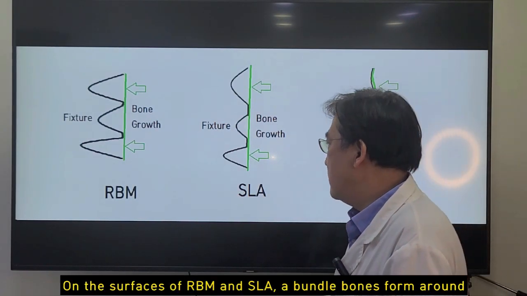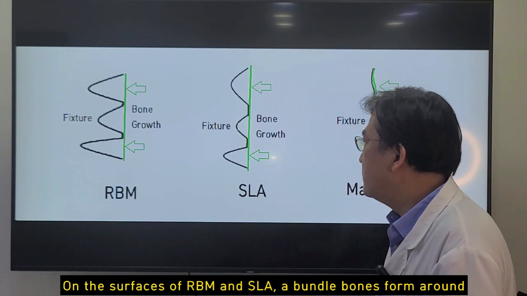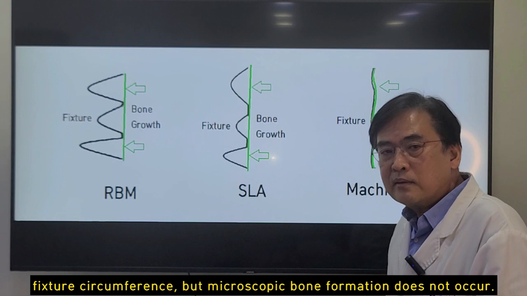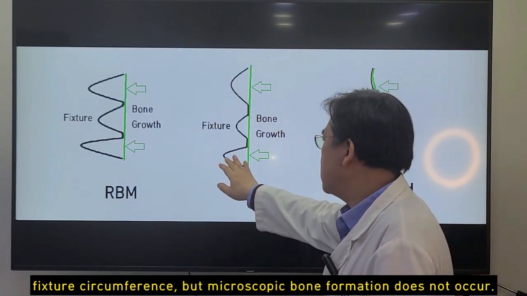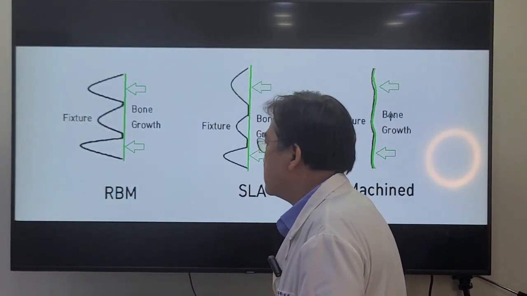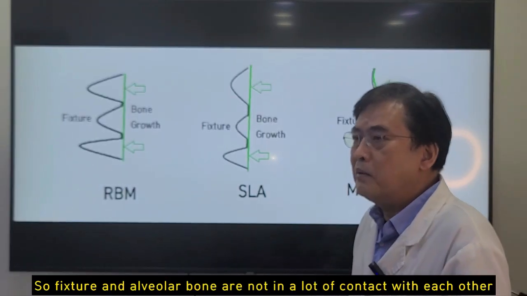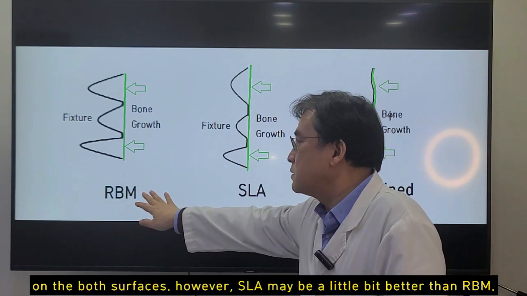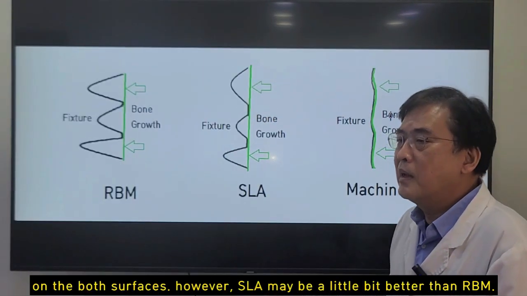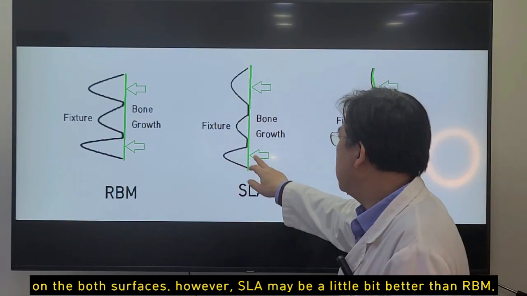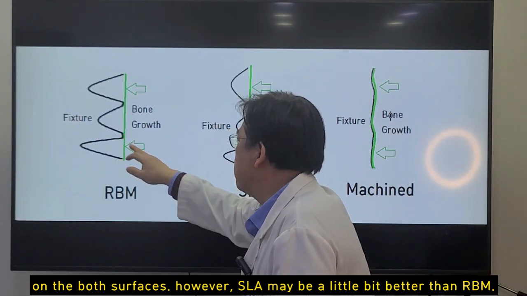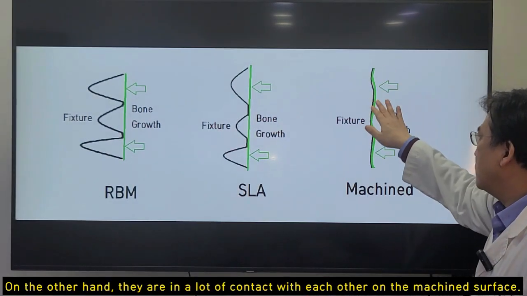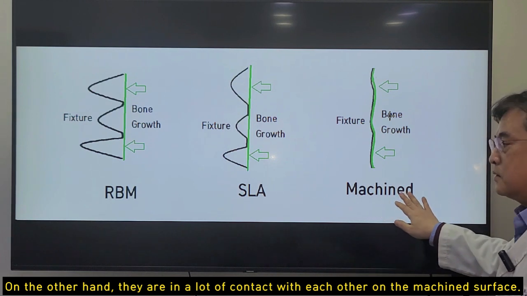On the surfaces of RBM and SLA, bundle bones form around the fixture circumference, but microscopic bone formation does not occur. So, the fixture and alveolar bone are not in a lot of contact with each other on both surfaces. However, SLA may be a little bit better than RBM. On the other hand, they are in a lot of contact with each other on the machined surface.